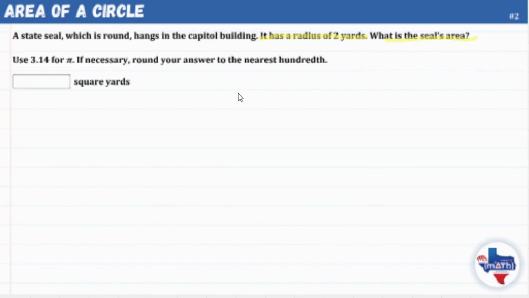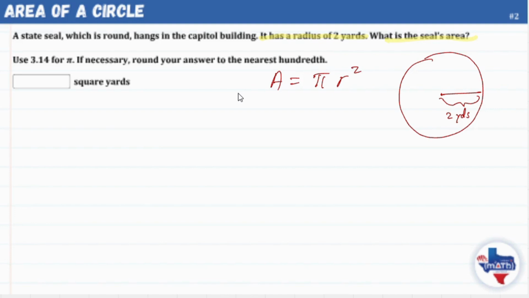All right. So we have this nice state seal here. And the radius is 2 yards. So we know we got to find the area of a circle by saying pi times its radius squared. It says use 3.14, so we'll do that.